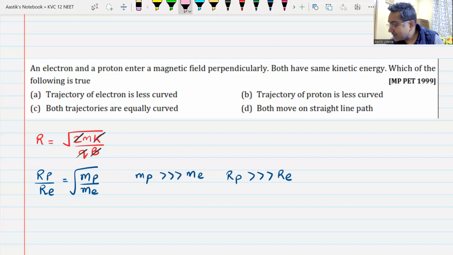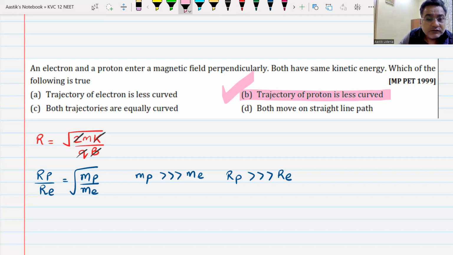Option number B, that is correct. Trajectory of proton is less curved. More radius means less curve. Less radius means more curved. So that is how we see it. Let us move on to the next question.